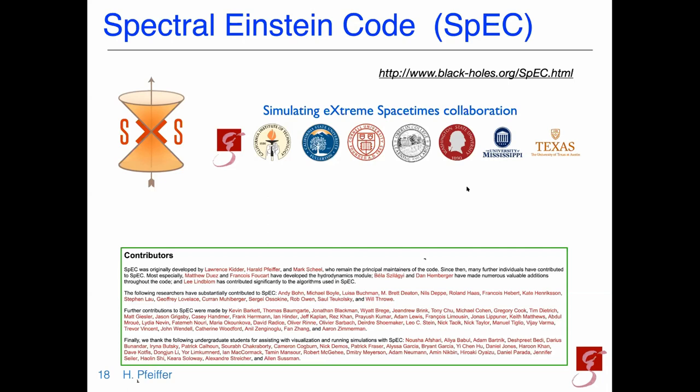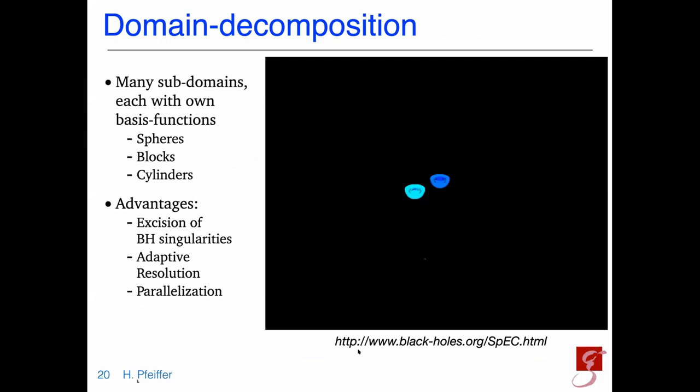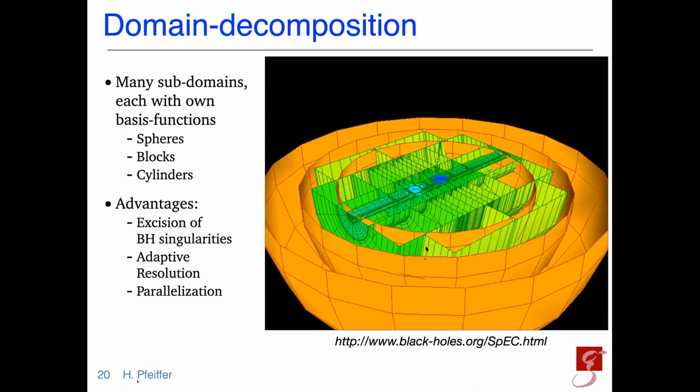This slide I already mentioned yesterday in great detail. The idea of spectral methods is you expand your solution in terms of some basis functions. And if you do this correctly, you will find exponential convergence. Basis functions work best if the domain in which you're expanding is simple enough to develop the theory of basis functions. So what we do in SpEC is we have spherical shells near each black hole, like shown here. We have cylinders and blocks at intermediate distances, like shown here, cut in half. And at large distances, we have more spherical shells.